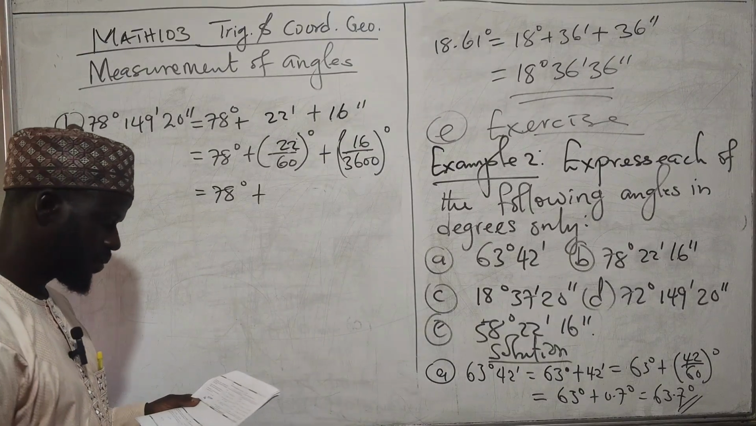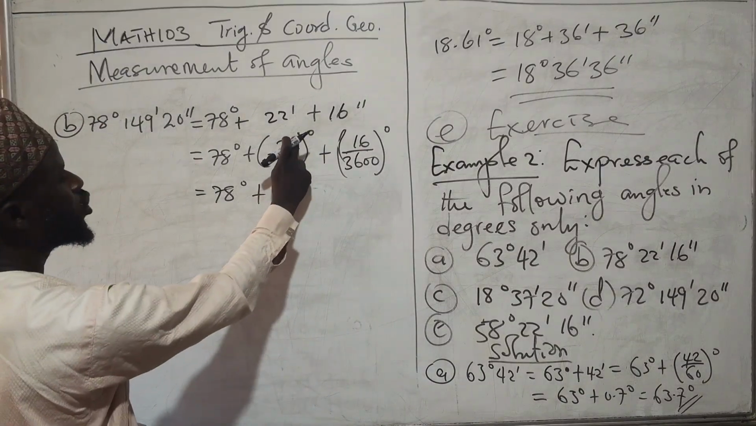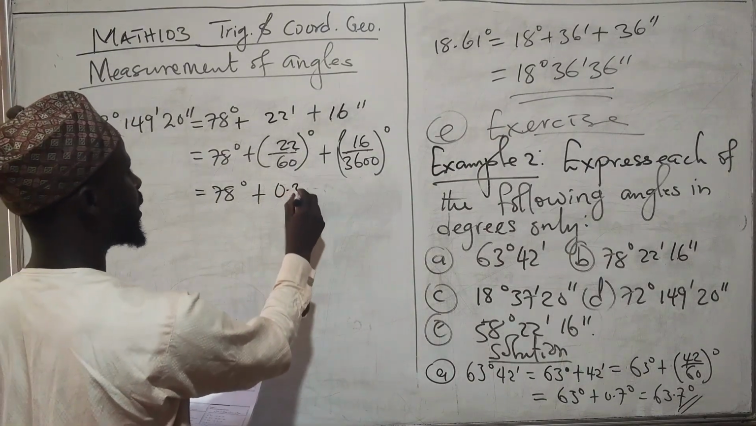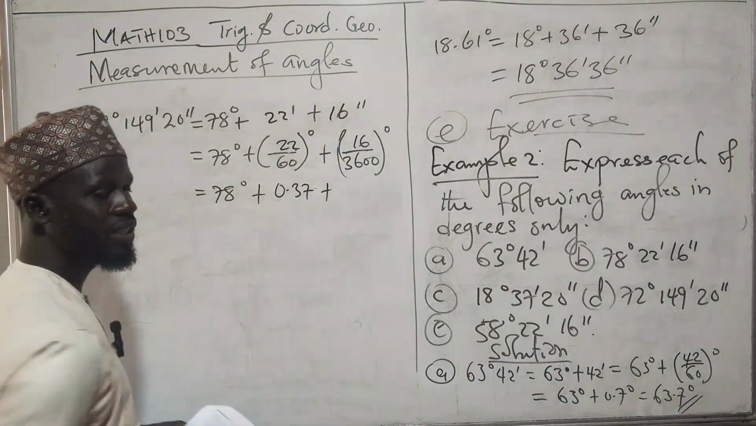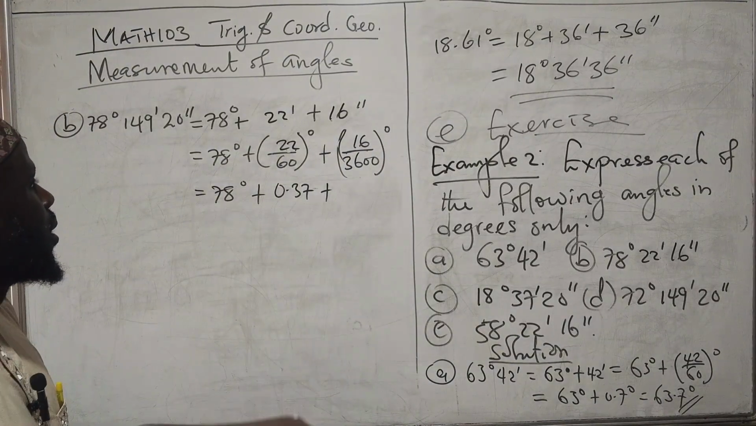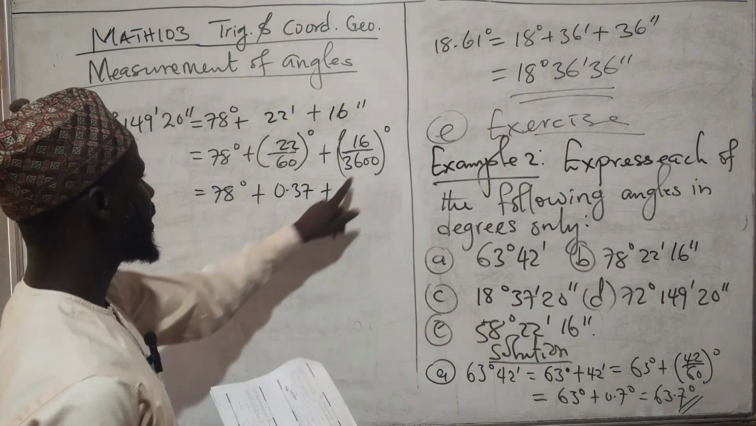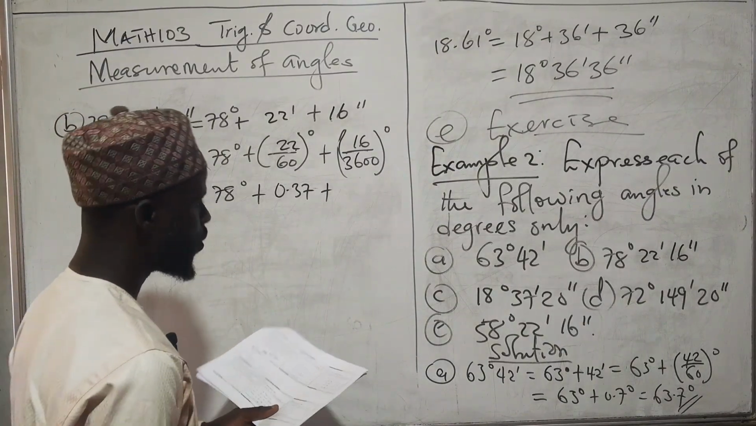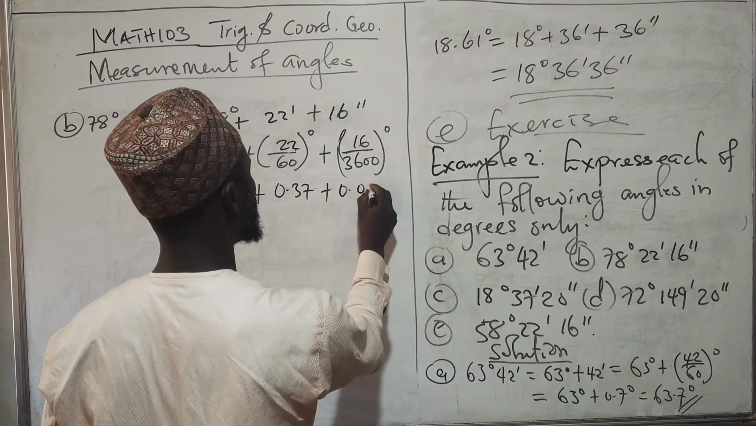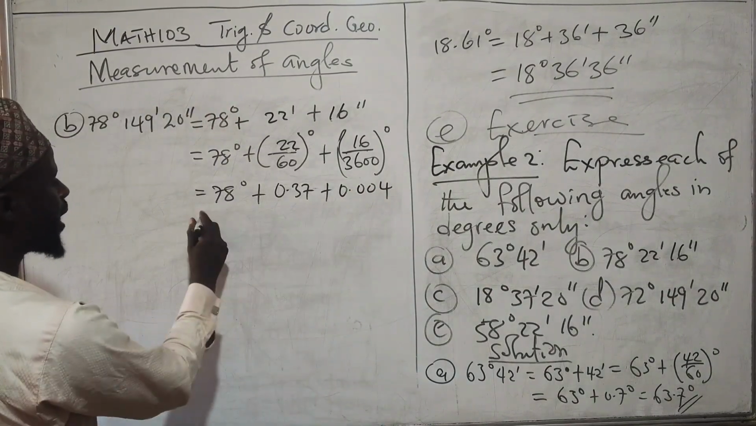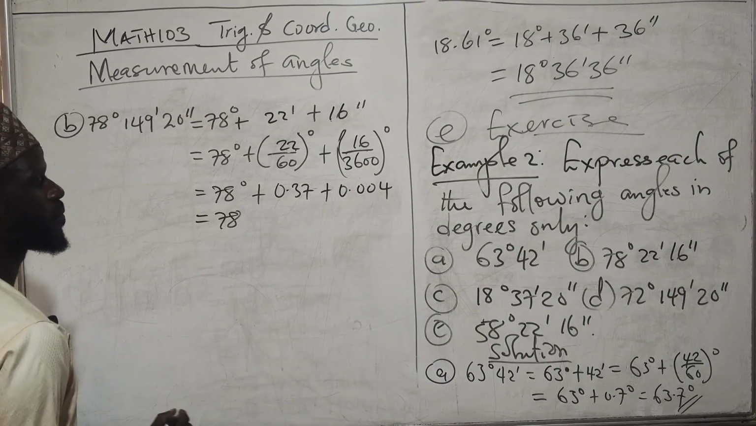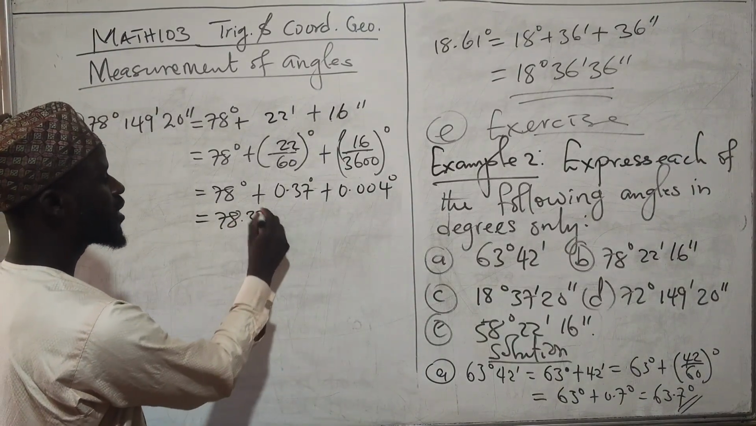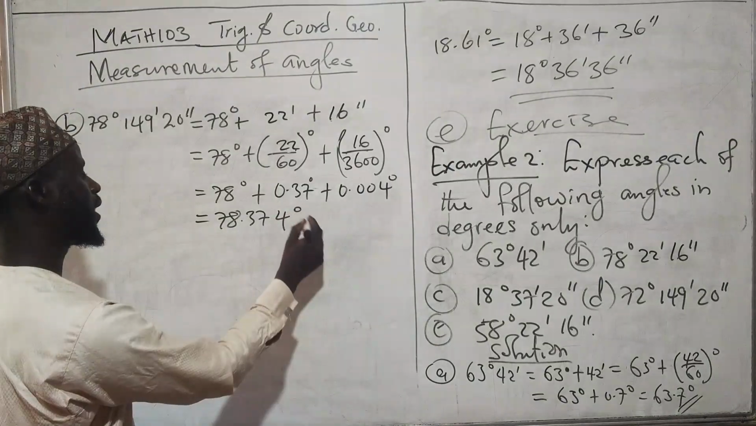So after dividing 22 by 60, we are going to be left with 0.37 plus, after dividing 16 by 3600, we are going to be left with 0.004. So when adding, this is 78. This is in degrees, please. This is 78.37 and then 4 degrees.